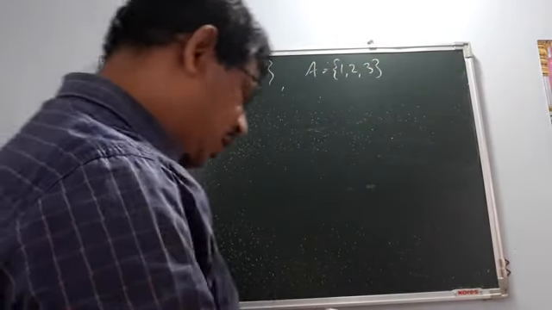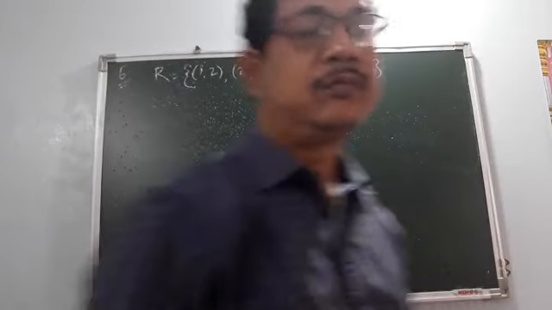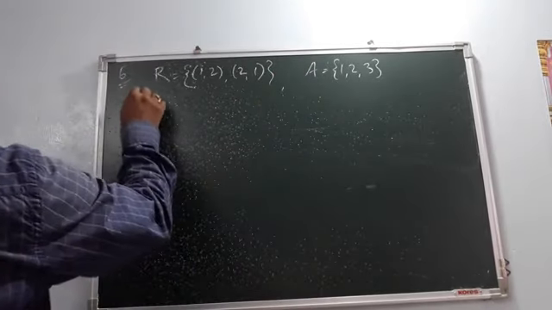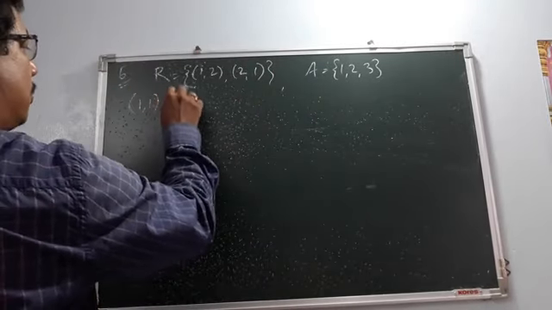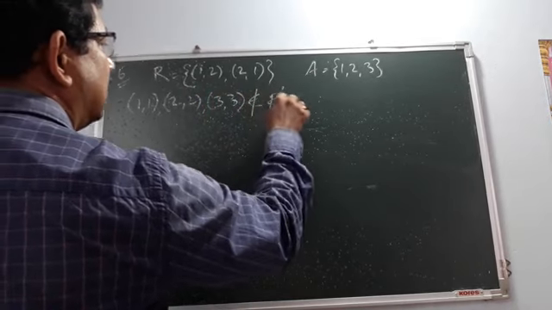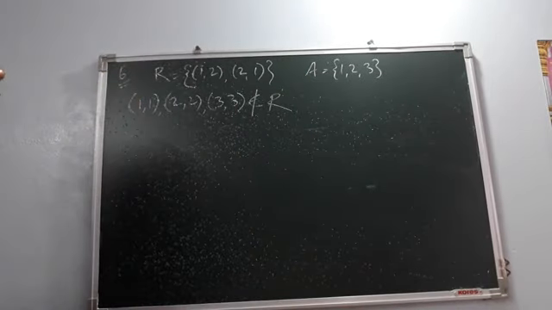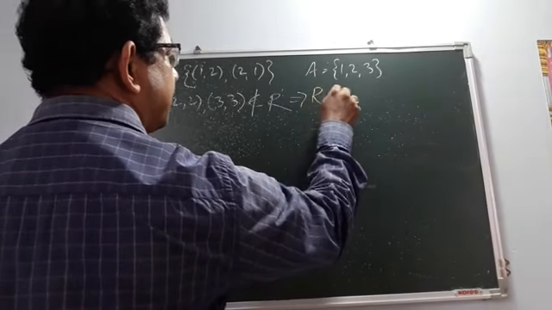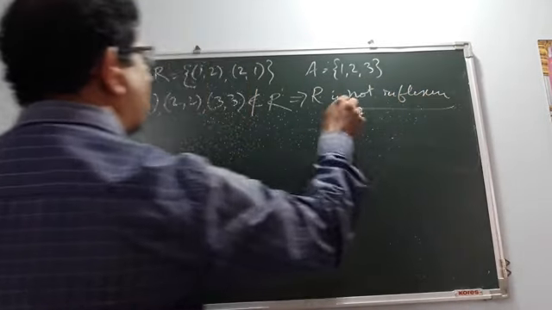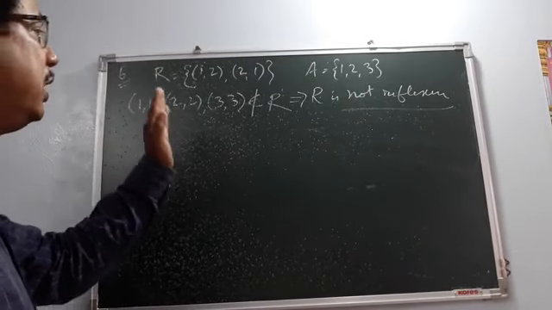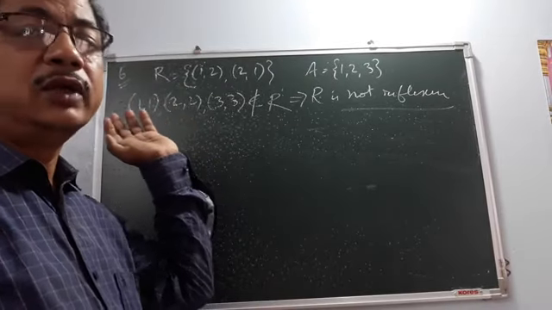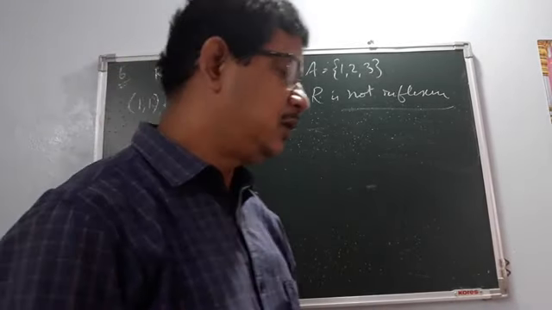We have to say it is neither reflexive nor transitive. First we have to prove it is not reflexive. For being reflexive, we should have (1, 1) and (2, 2) within R, but they are not within R. Not a single one belongs to R. So this implies R is not reflexive. Why? (1, 1) is not there, (2, 2) is not there, (3, 3) is not there. Even if one were there it would not work, all must be there. Here not even one is there, so this cannot be reflexive.